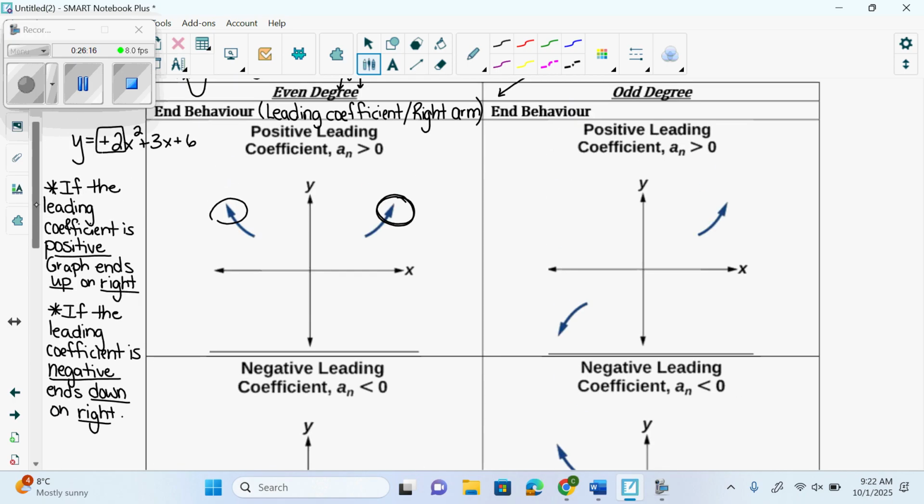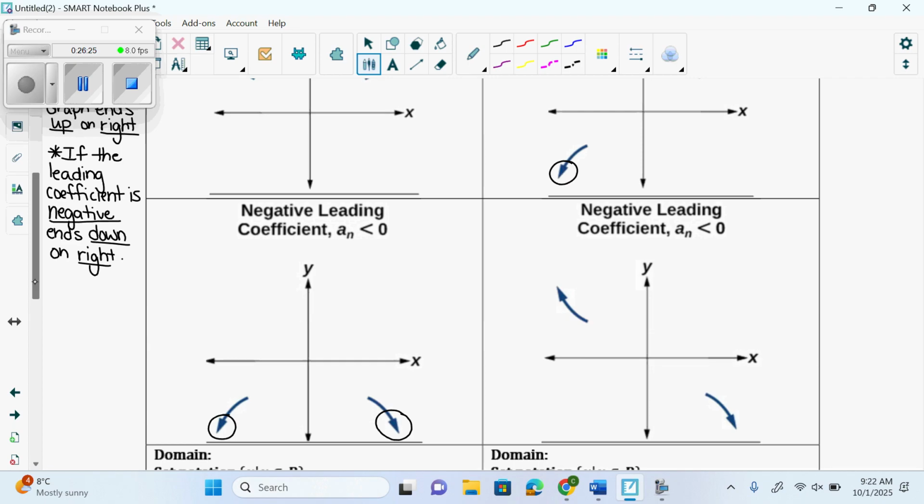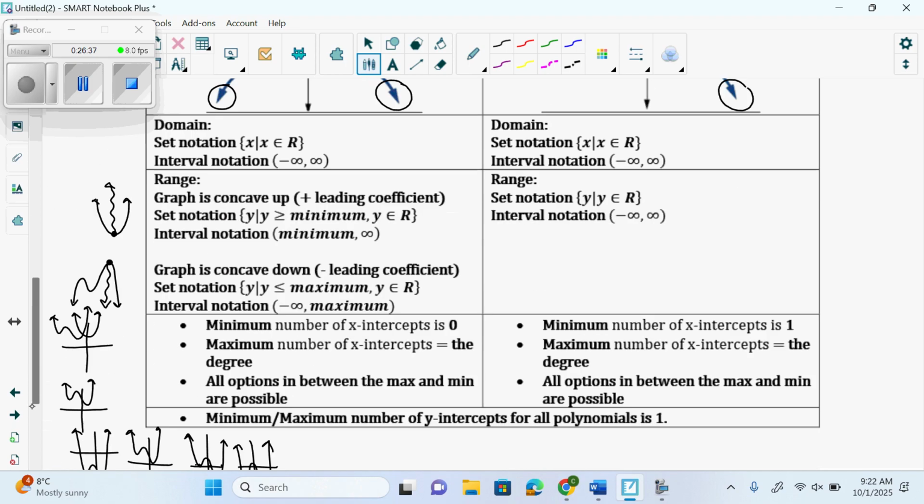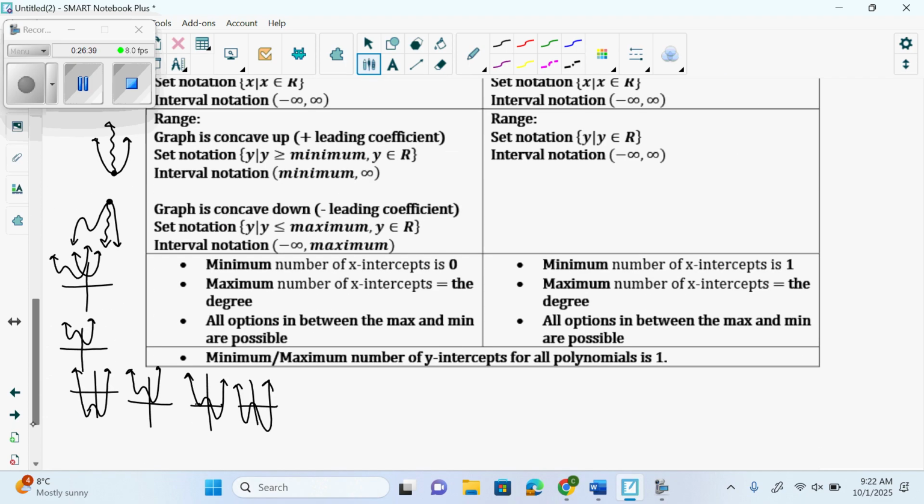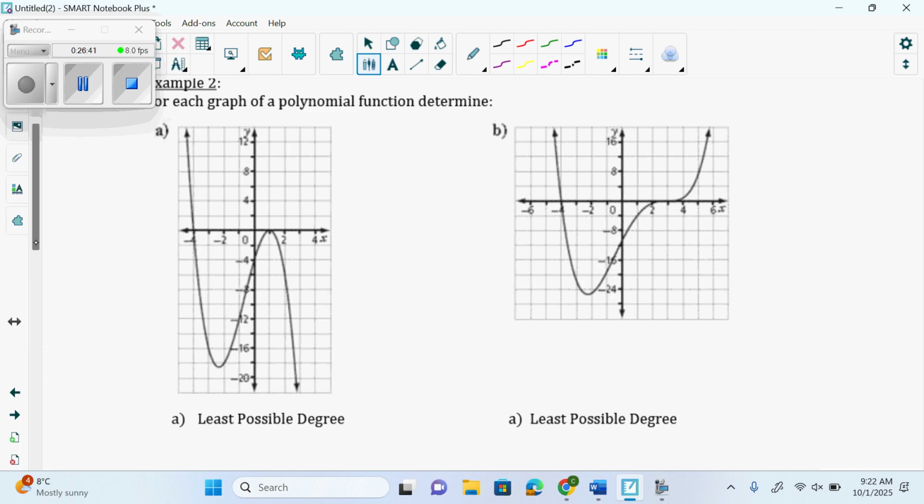This one has our odd degree as a positive. The leading coefficient ends up on the right, but it has to disco, so it ends down on the left. Yeah? This one has a negative leading coefficient, so it's down on the right, but because it discos, it has to be up on the left. Yeah? Kind of making a little more sense about that leading coefficient ending on the right. The degree tells you how it ends on the left. Okay. And then all the information in between. Okay. Let's go through these.